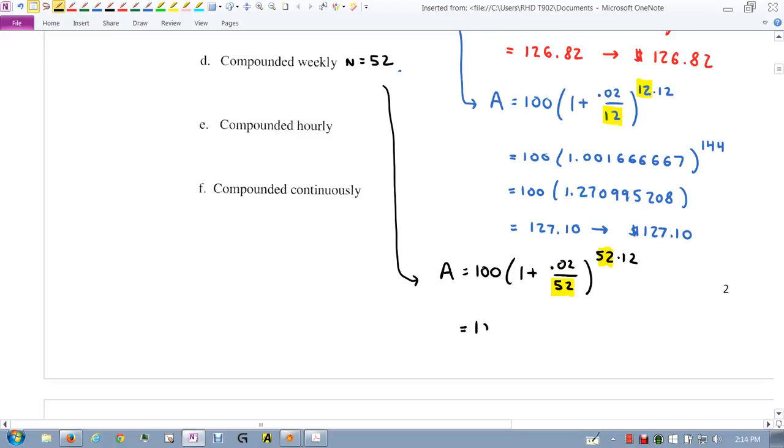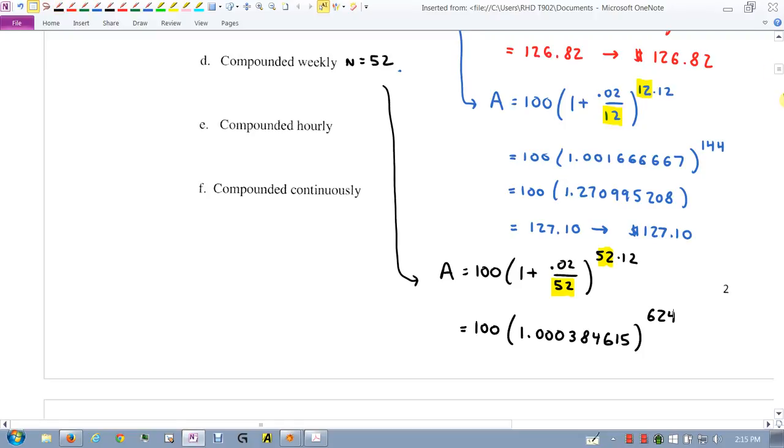Which is 100. All right, 0.02 divided by 52 and add 1. I have 1.000384615. I'm going to raise that to the 52 times 12, 624.